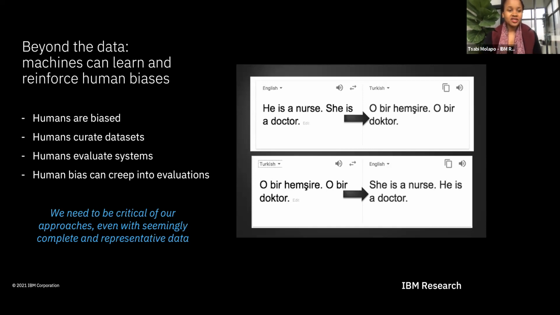So it's absolutely critical that, even with seemingly complete and representative data, we pay attention to our own human biases in curating data sets, in evaluating those data sets, as well as in evaluating the fairness of the systems that we deploy.